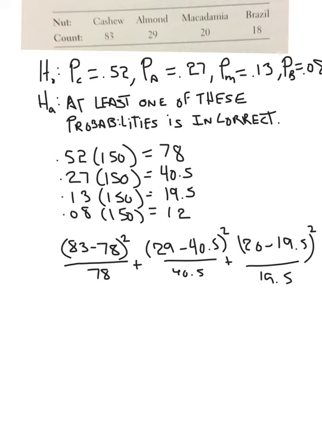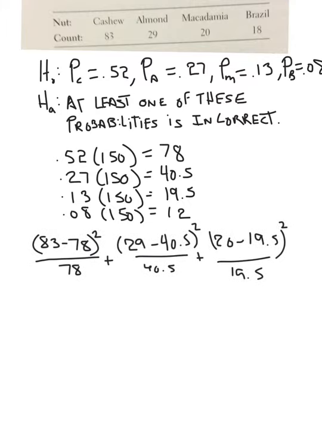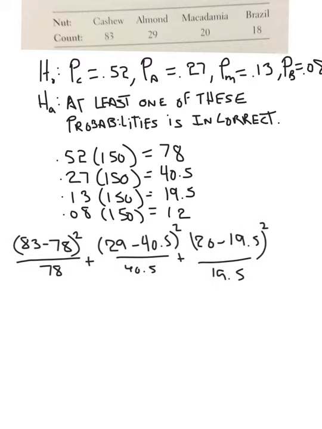And the last one, which I'm going to have to put on the next line. Wait, do I? Or could I just slide it over? What? Technology? Still doesn't fit. I'm going to make it fit. So, and then the last one is, what was it, 18? 18 minus, we expected 12. Square it. Divided by 12. Add this whole mess together.